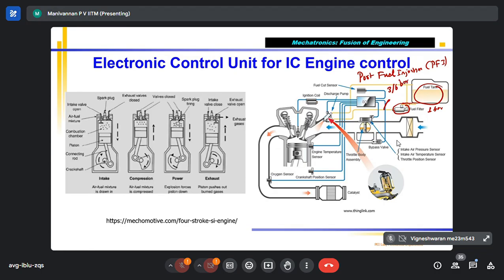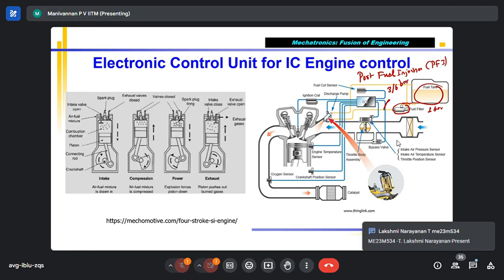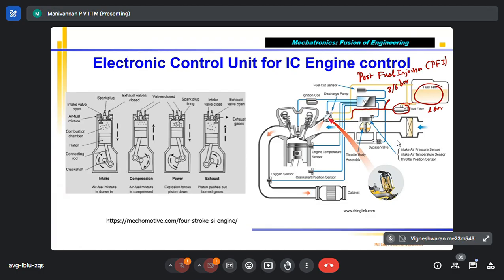There will be the fuel pressure. Normally in PFI, fuel pressure will be around 3 to 6 bar. It can vary plus or minus, but generally around that only. So the pressurized fuel comes and waits in the injector. When the injector is open due to pulse width, the fuel will be sprayed in.